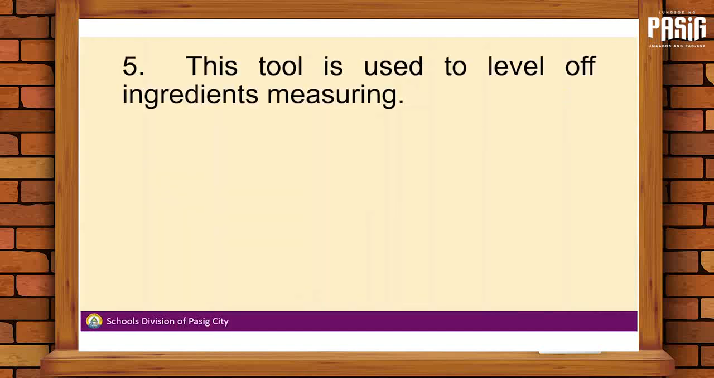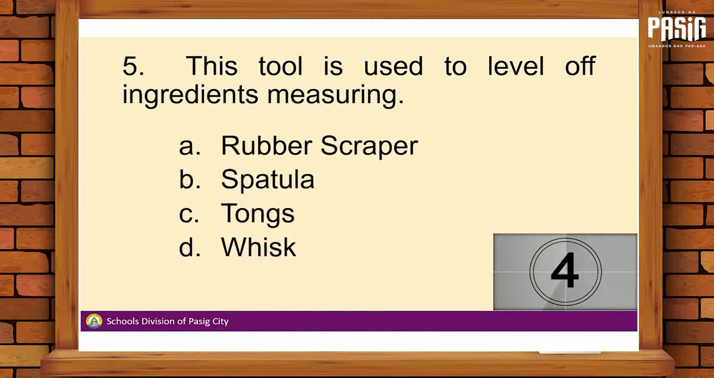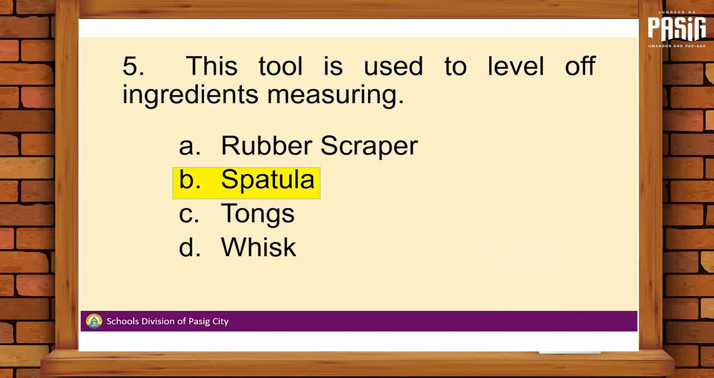Number 5. This tool is used to level up ingredients when measuring. A. Rubber scraper. B. Spatula. C. Tongs. D. Whisk. The correct answer is letter B, spatula.